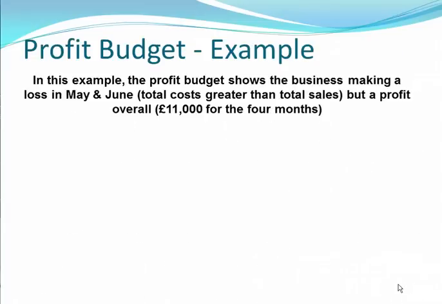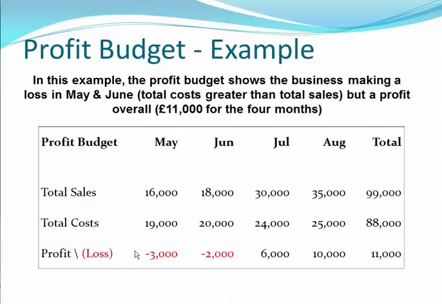So a profit budget is a combination of the two. Sales is revenue coming in, expenditure is cost going out, so if you combine the two together, you should be able to come up with the profit figures. In this example, the profit budget shows a business making a loss in May and June because the total costs are greater than the total sales, but a profit overall.